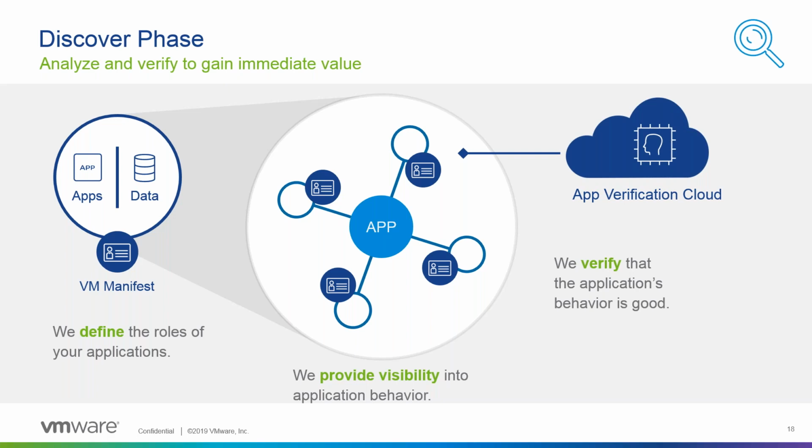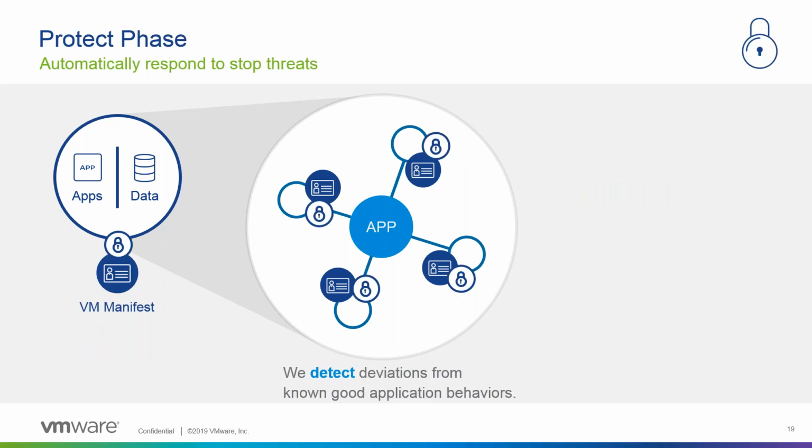And like I mentioned earlier, customers have told us that this visibility and verification of application behavior alone is enough for them to justify implementing AppDefense. But of course, we do take it a step further when we move AppDefense into the protect phase. The protect phase is all about automatically responding to deviations from that good application behavior we've just discovered, to help automatically stop threats.